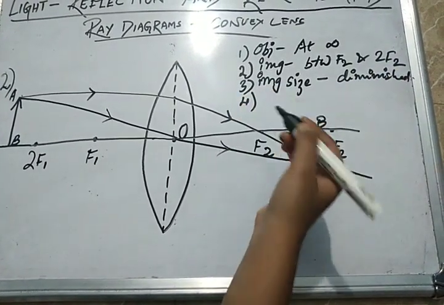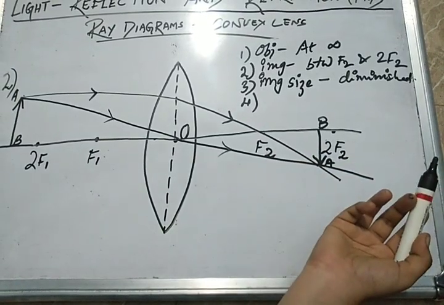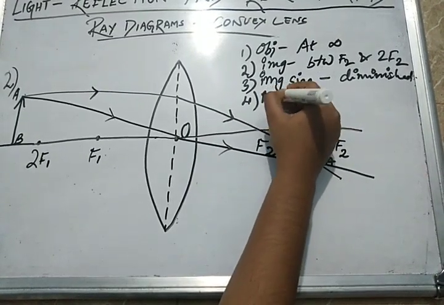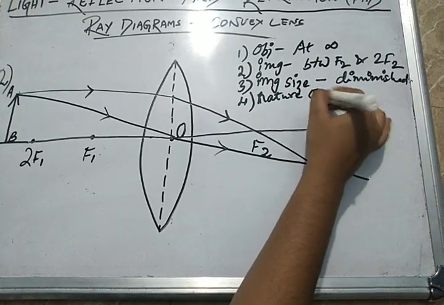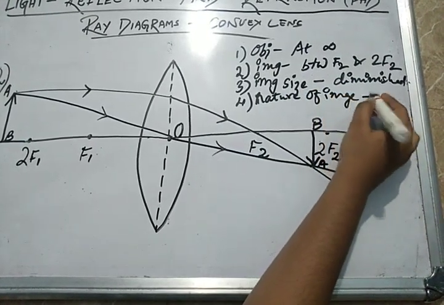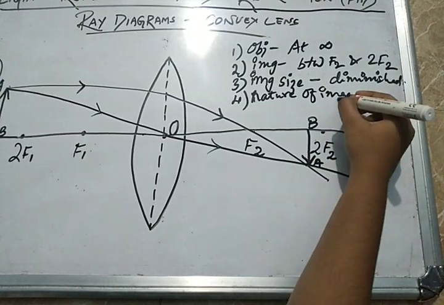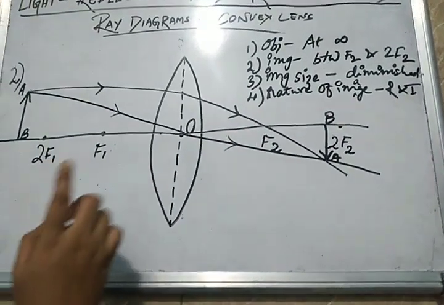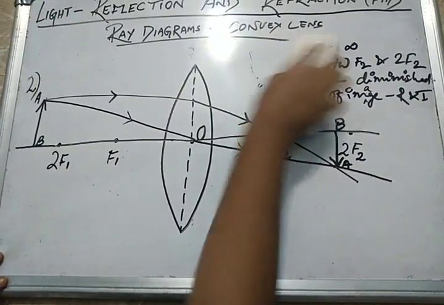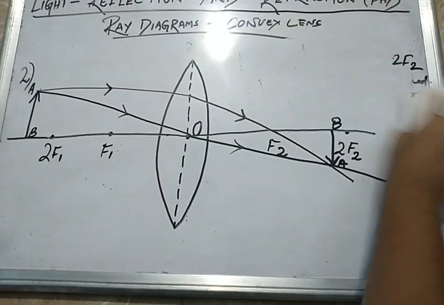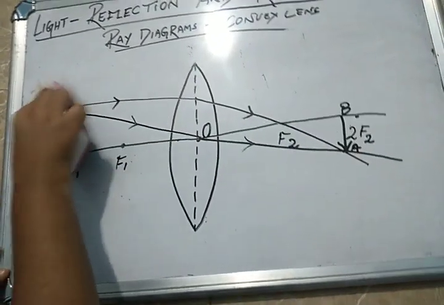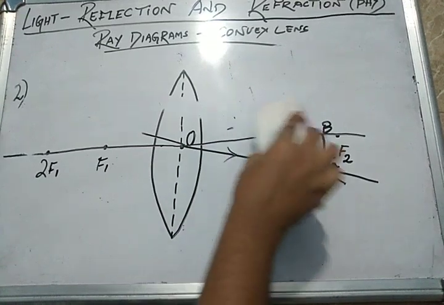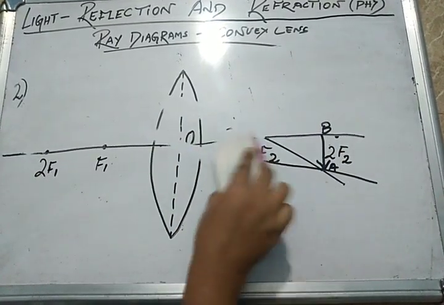And how is the nature of the image? It is real and inverted. So nature of image: real and inverted. Now I go on to the third ray diagram. In the third ray diagram we'll be bringing the object even closer to the convex lens. I erase only these rays.